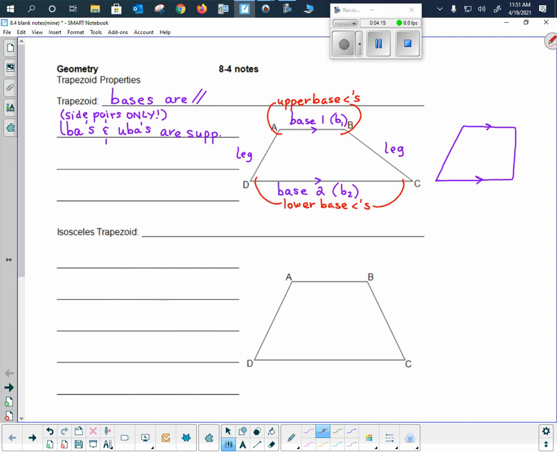And here I will say we're talking angle A and angle D are supplementary, and angle B and angle C are supplementary. Okay, so I'll give you a moment to write in, draw in what you want to be able to explain it for yourself.